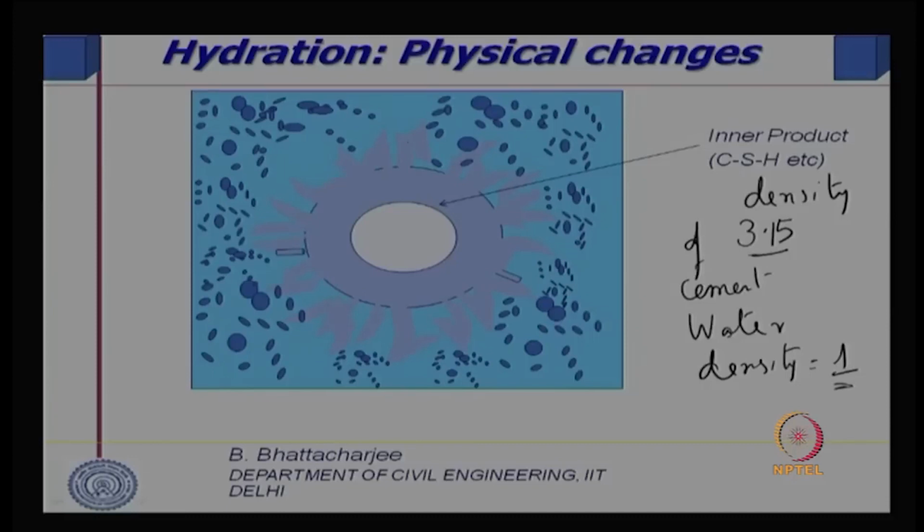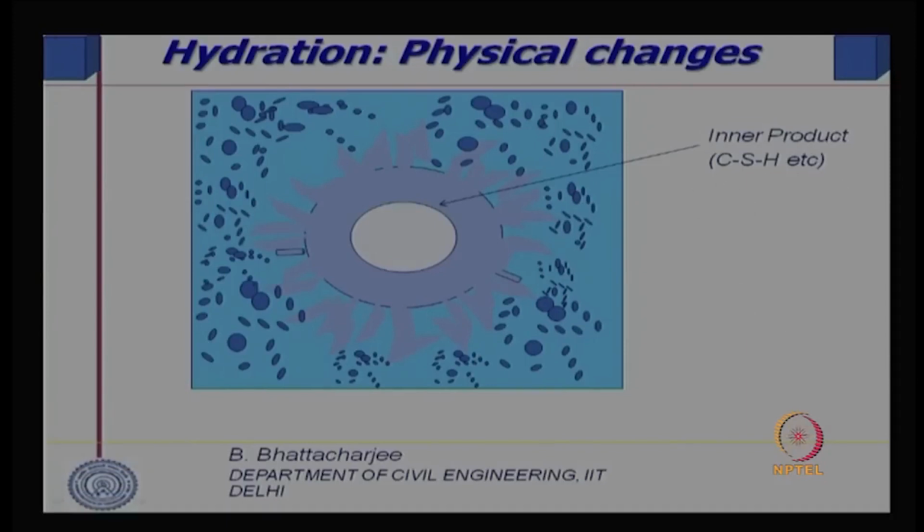So, therefore, you find that these spaces are also filled with solid. Some water has reacted and the product has gone outside the periphery. The one which has remained within the original boundary, we call it inner product. So, inner product is the hydration product which is produced within the original grain boundary.